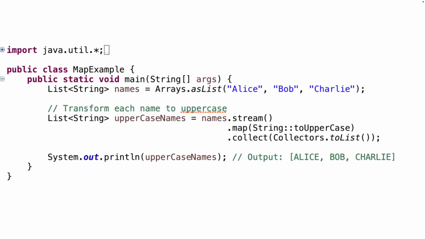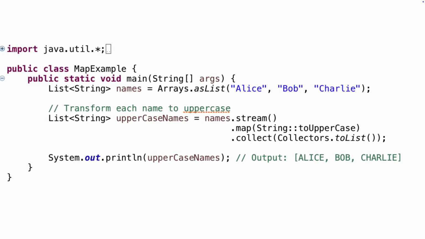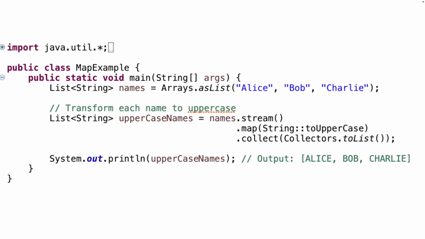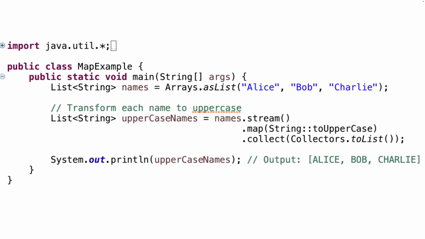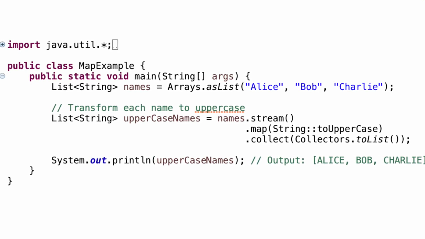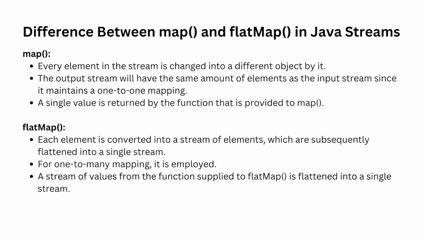If you take a look at this example, here we have a list with 3 elements, and what we want is to transform each name to uppercase. So how do we do that? We have used the map function here to convert each element to uppercase, and then we are collecting it back to a list.